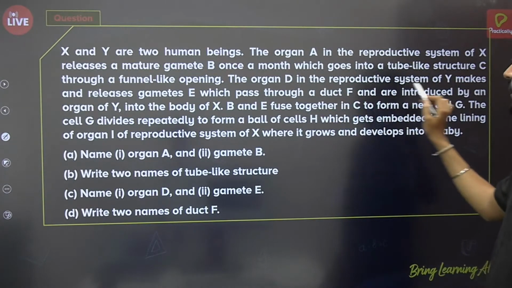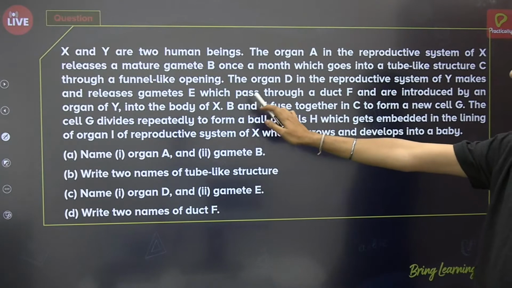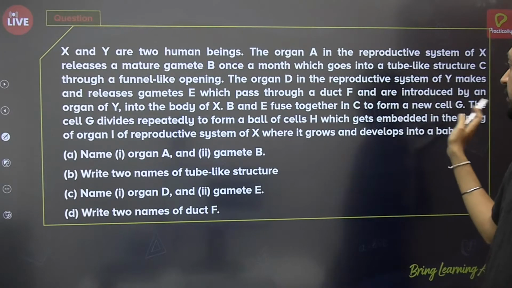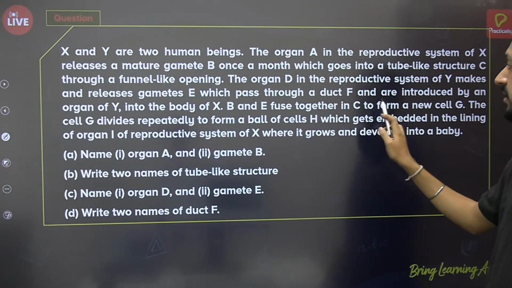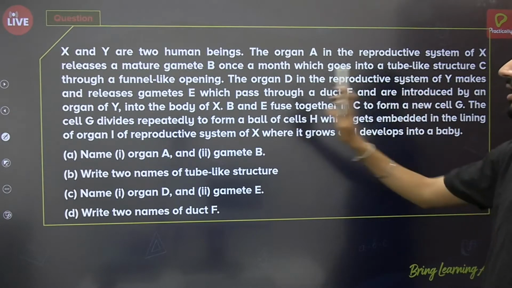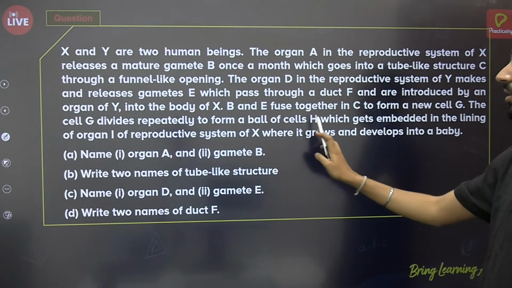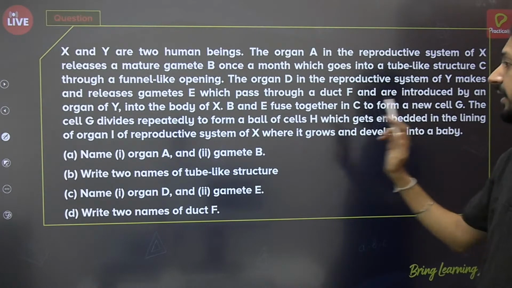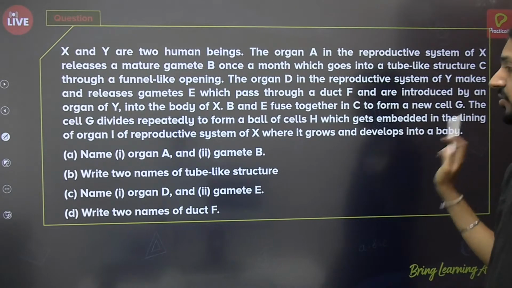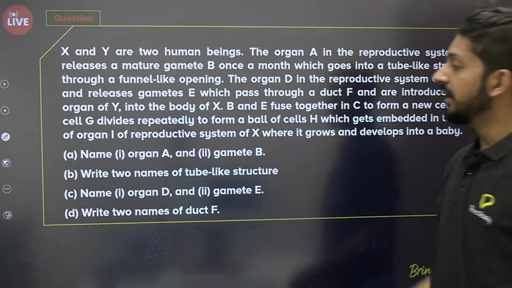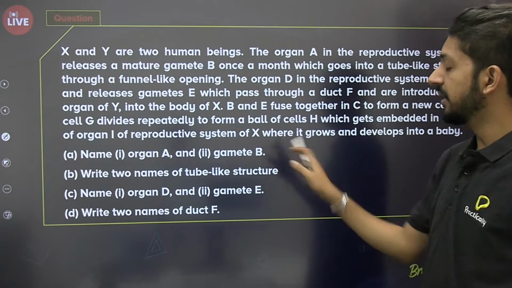The organ D in the reproductive system of Y makes and releases gametes E, which pass through a duct F and are introduced by an organ Y into the body of X. B and E fuse together in C to form new cell G. The cell G divides repeatedly to form a ball of cells H, which gets embedded in the lining of organ I of the reproductive system of X, where it grows and develops into a body. Name organ A and gamete B.